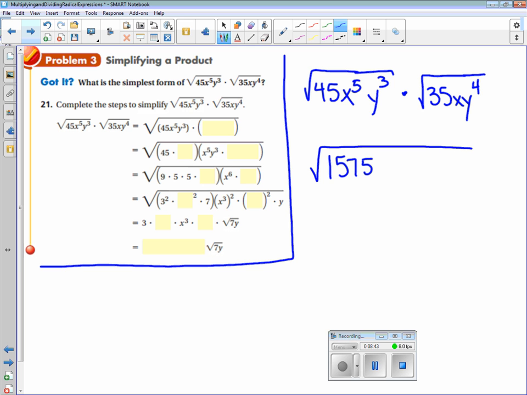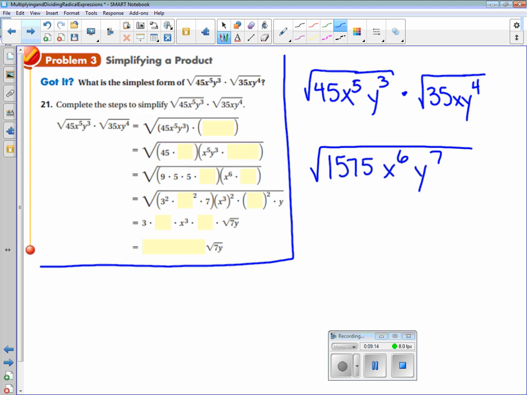Now, I have x to a power and I have y to a power. What is the power of x? When I multiply x to the 5th times x, what do I do with the exponents? I add them. So it'd be x to the 6th. And then what would the y power be? Y to the 7th. Very good. So I'm just multiplying.